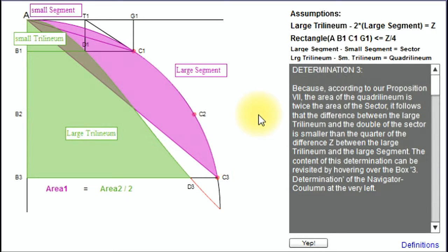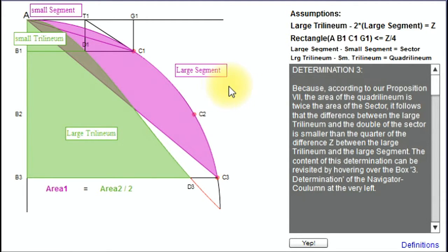So in a third step we make a reference to proposition 7, where we have proven that the quadrilineum from B1, D1 down to D3, B3, B1 is actually twice the size of the sector A, C1 curved down to C3 and back to A again.